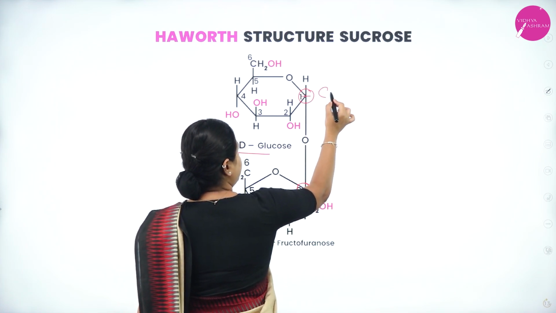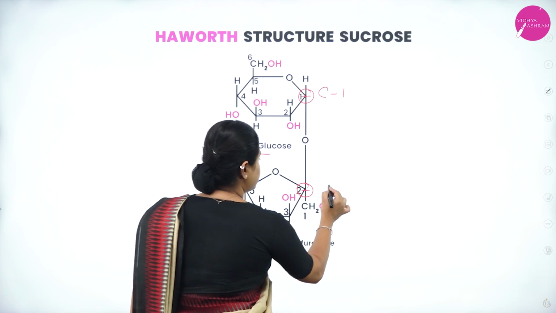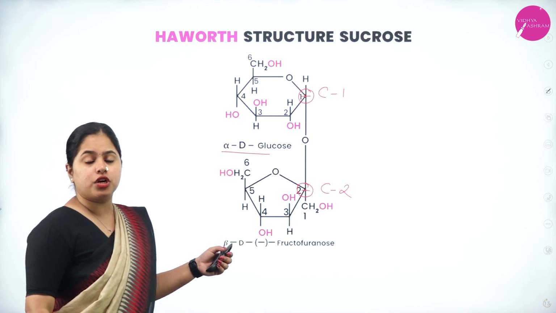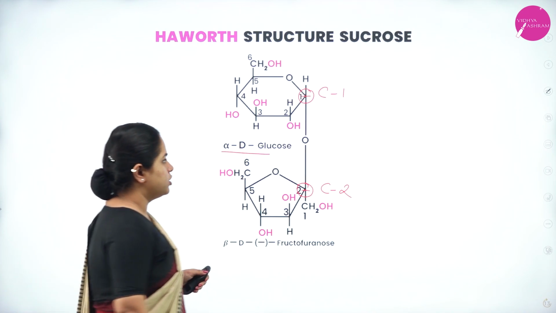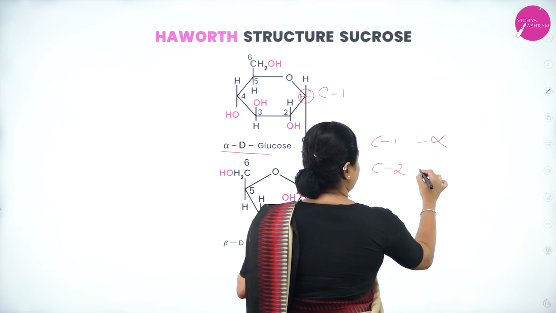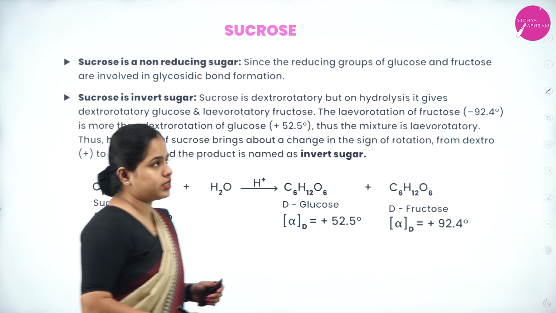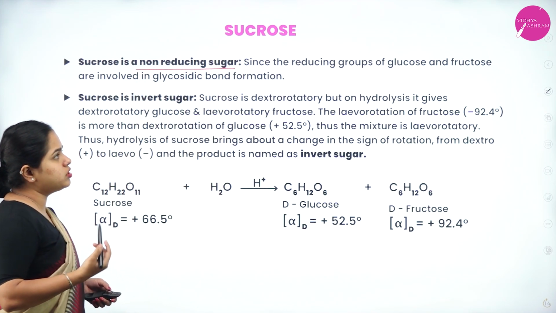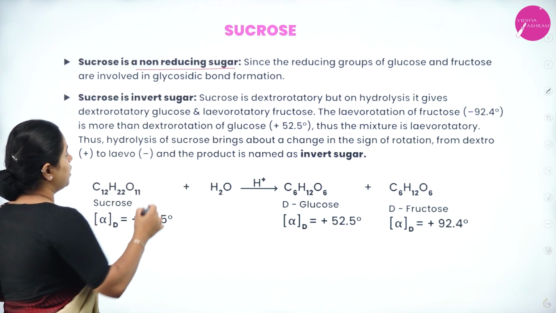That is the C1 carbon atom of alpha glucose and the C2 carbon atom of beta D fructose. So this is the structure of sucrose. It is between C1 and C2, C1 of alpha glucose and C2 of beta fructose. Clear? Moving on.